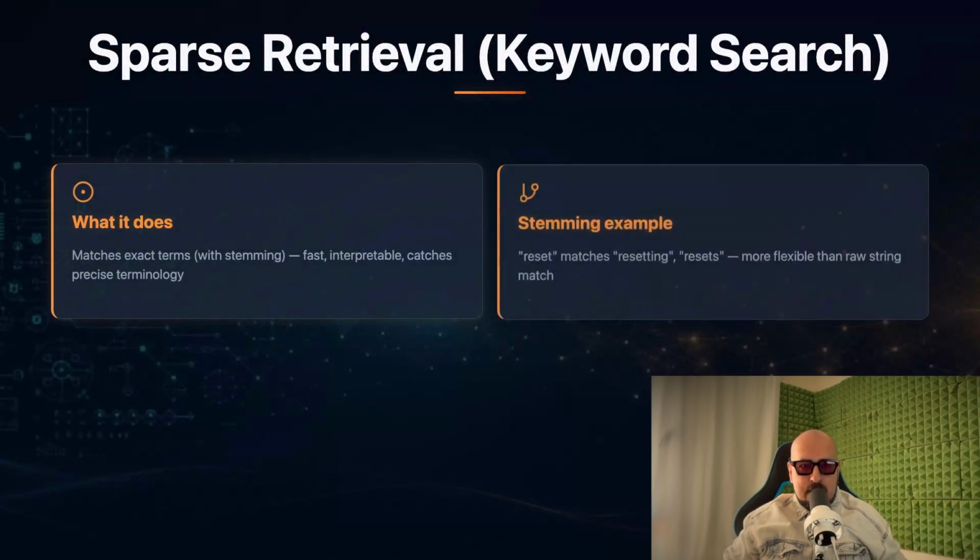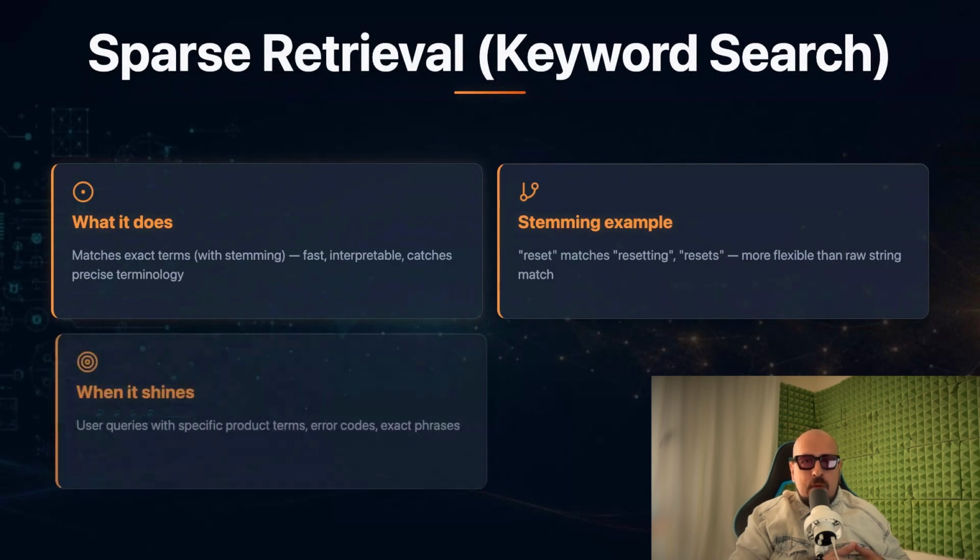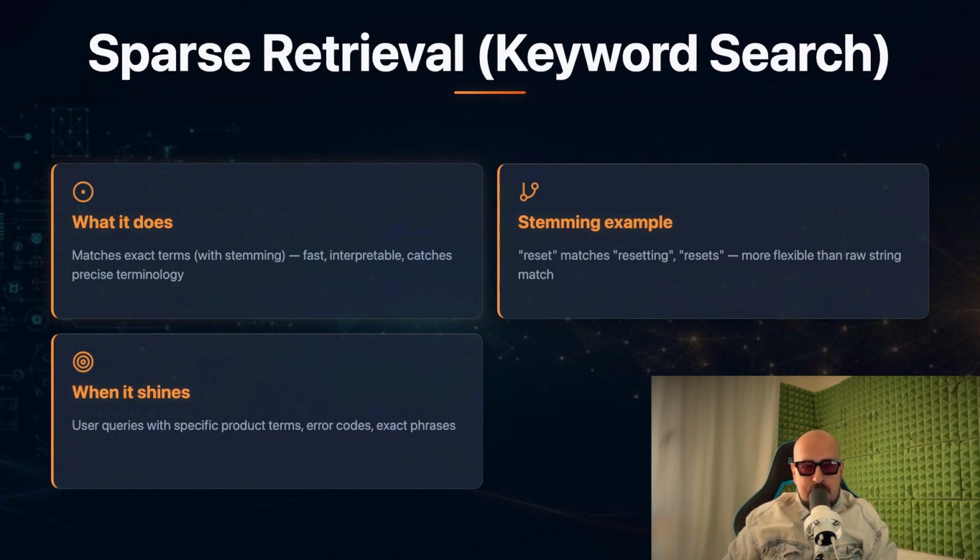This is the sparse retrieval side, where stemming handles word variations like reset, resets, resetting. So exact keyword overlap is more flexible than string matching.